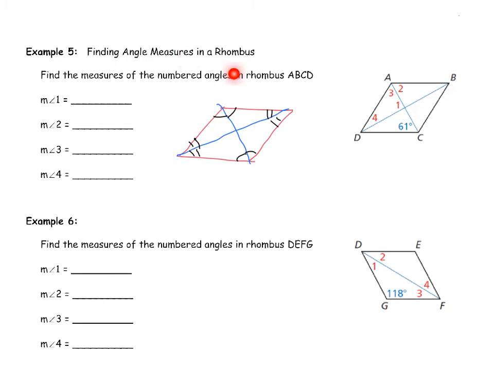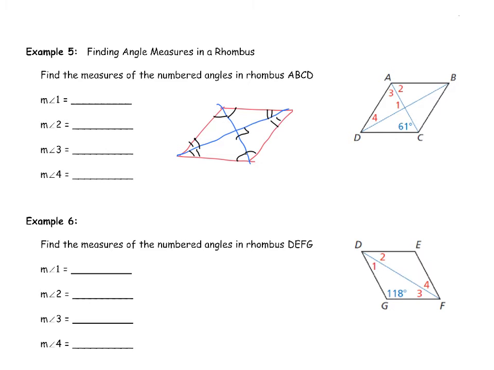All right, example 5. We're going to be looking for some angle measures in a rhombus. So find the measures of the numbered angles in rhombus ABCD. They're already telling us that this is a rhombus, okay? So a few characteristics to make sure you remember about a rhombus. Opposite angles are congruent, and on top of that, each angle is being bisected. And the other one is when two diagonals intersect, they create 90 degrees because they're perpendicular.